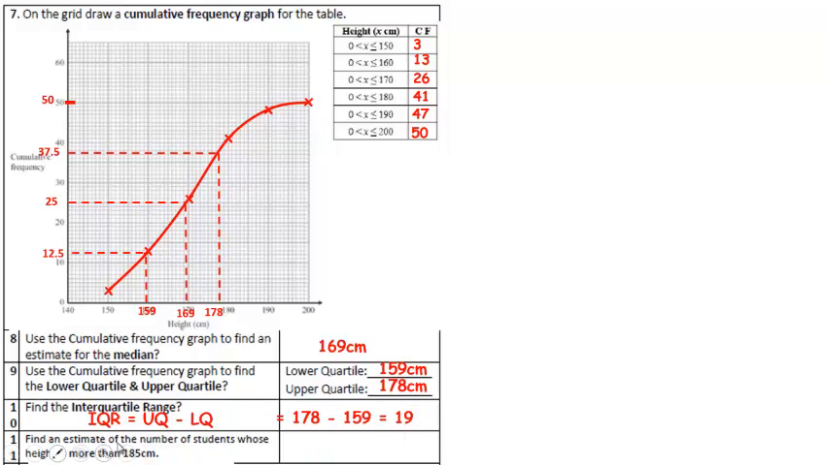Number 11. Find an estimate of the number of students whose height is more than 185. So I'm going to find 185 here on the x-axis, the height axis, go up the scale and then across. Remember the question said more than 185, so I need to know what that gap is. A lot of you end up writing 45 as your answer. That's incorrect. You need to work out what that gap is, and that's 50 take away 45, which is 5 centimeters. And that's my answer.